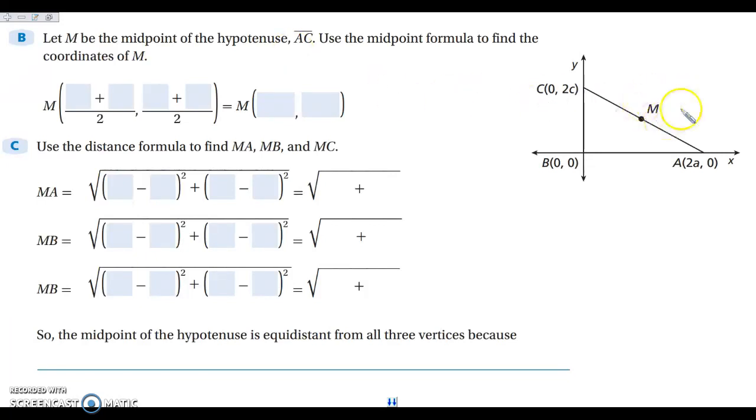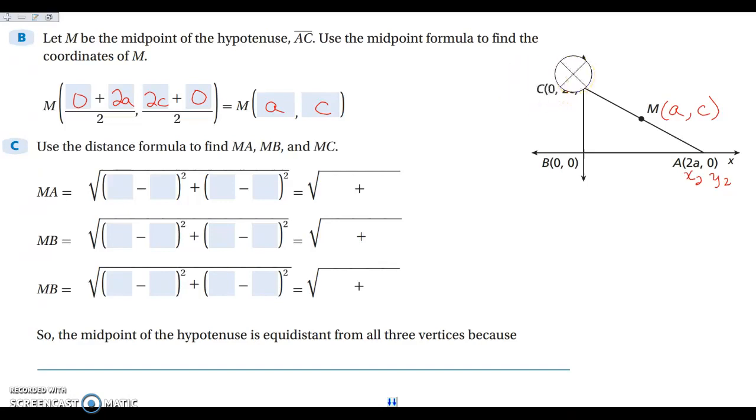So in order to find the coordinates of M, there's x1, y1, x2, y2. And remember, we add our x's and divide by 2. So 0 plus 2a, and then we add our y's and divide by 2, so 2c plus 0. So this is really 2a over 2, which when I divide by 2, I get a. And this is 2c over 2, which gives me c. So hopefully now you can see why we chose multiples of 2 in these coordinates, so that when you divide by 2, you're not dealing with fractions.